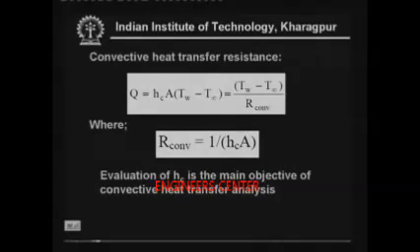Now, similar to conductive and radiative heat transfer, you can also write the convective heat transfer rate in terms of the temperature potential and the resistance. So you can write Q as Tw minus T infinity divided by R convection, where R convection is the heat transfer resistance to convection. If you compare this equation, you can easily show that R convection is nothing but 1 by Hc into A.